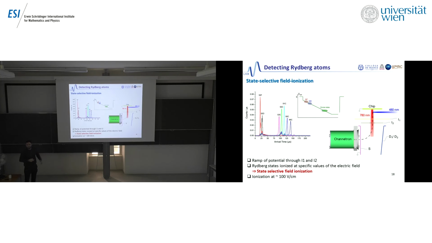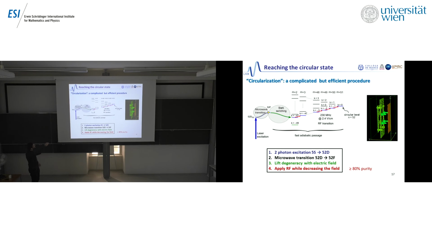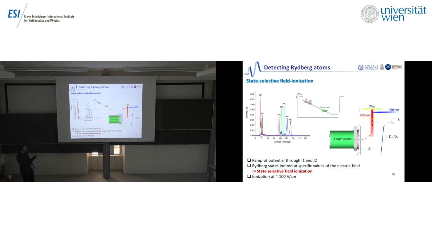Okay, so now I have to tell you a little bit how we detect these atoms, because it will become very important for the rest. What happens is that these Rydberg atoms, when they are in these different states, so let's say a D state, an F state, or the circular state, they get ionized at different voltages. The outer electron is loosely bound to the core, so it's very easy to rip out this electron and get an ion, which you can then channel to a detector. You need fields in the range of 100 volts per centimeter, which is reasonably easy to do in the lab.